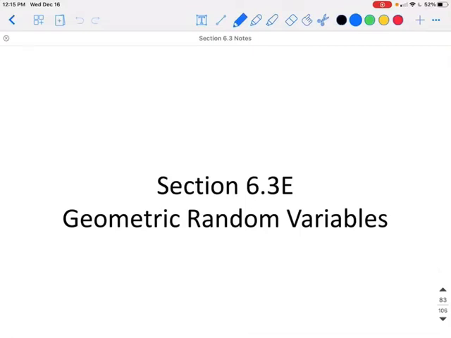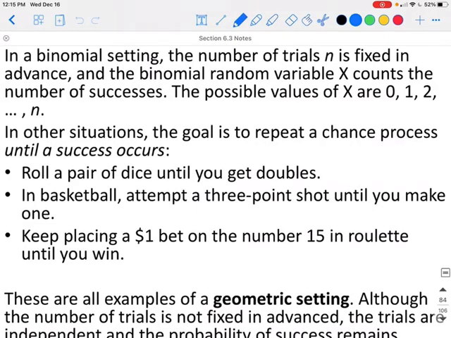This is section 6.3, part E, geometric random variables. In a binomial setting, the number of trials n is fixed in advance, and the binomial random variable x counts the number of successes. The possible values of x are 0, 1, 2, all the way up to the number of trials. In other situations, the goal is to repeat a chance process until a success occurs.